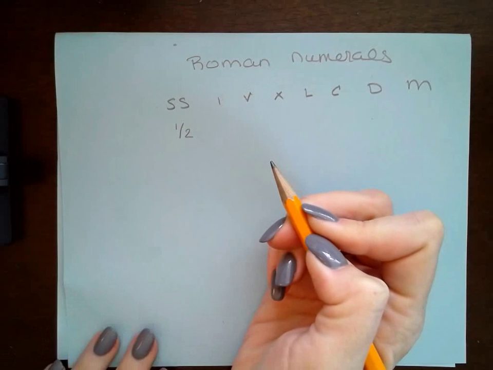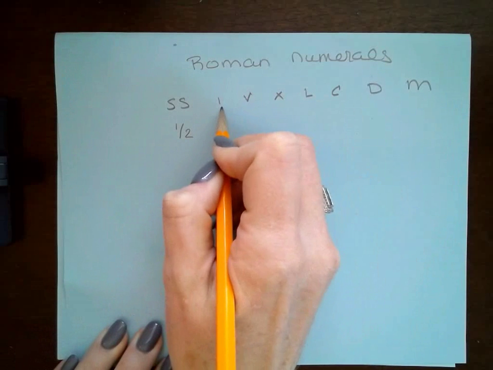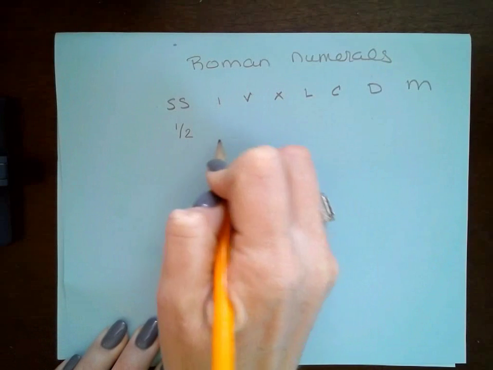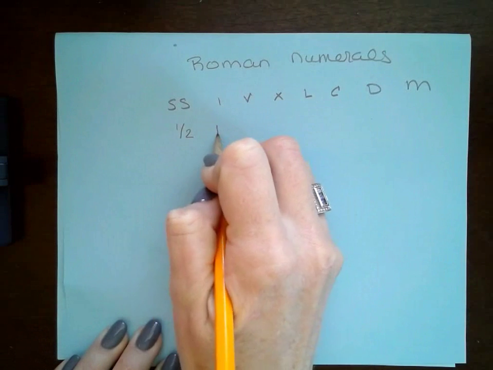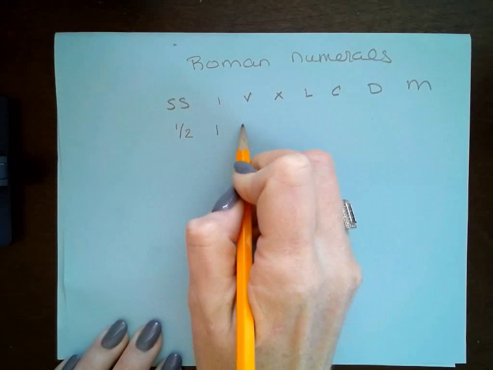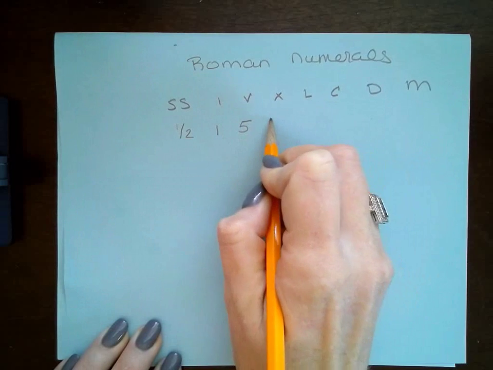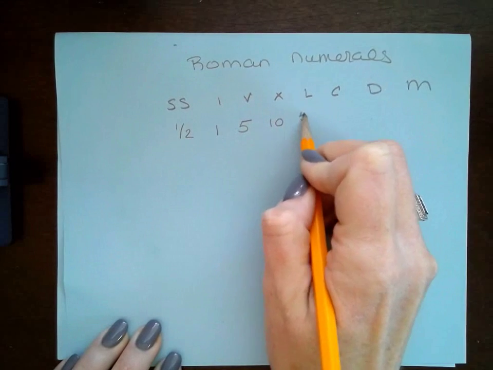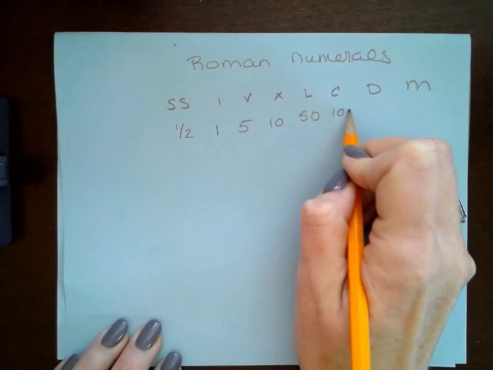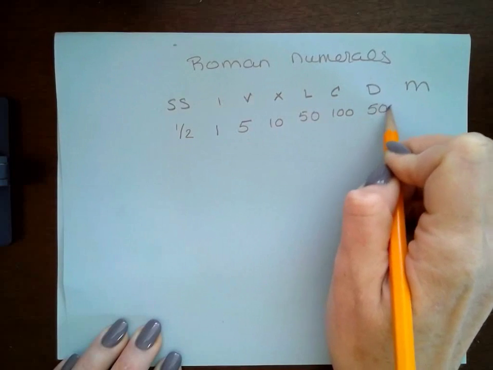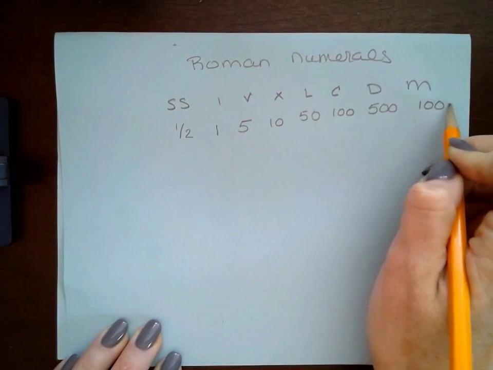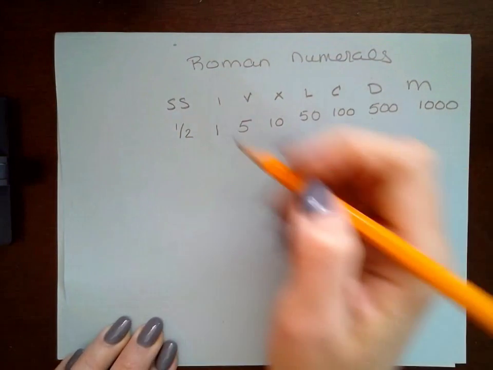Otherwise, it requires knowledge of the Dewey Decimal System. Then we have a capital letter I, or lowercase i, which represents the number 1. We have the letter V, which represents the number 5. X is 10, L 50, C 100, D 500, and M 1000.